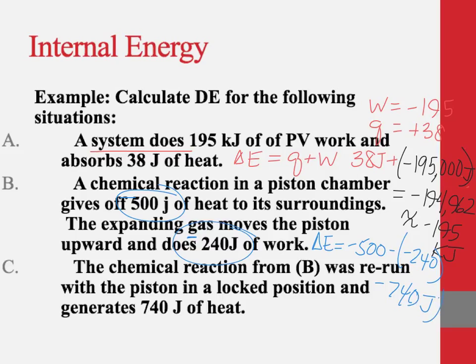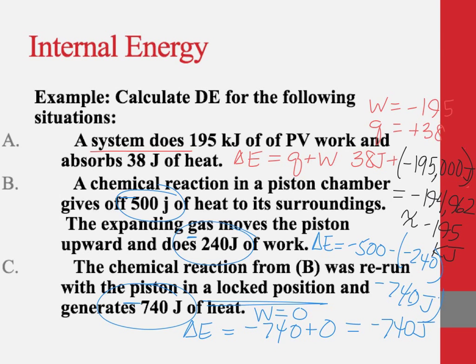All right. And the last one. The chemical reaction from B was rerun with the piston in a locked position, and now this time it generated 740 joules of heat. So it's generating, which means it's giving off. So this is going to be negative. The piston is locked, so it can't do any work. So work is equal to 0. So you've got delta E equals negative 740 plus 0. So it just equals negative 740 joules. All right, and that's it for lesson 1.